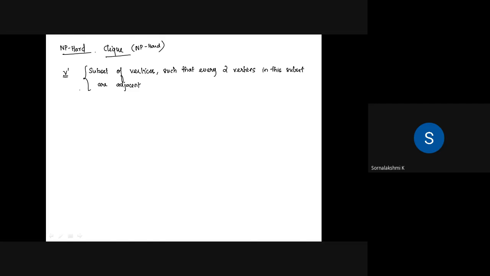Finding all possible cliques, all such subsets in a graph, is NP hard. It's a standard problem. Now we are going to reduce this clique finding problem to the vertex cover problem. Then we'll be able to prove that this is NP hard.